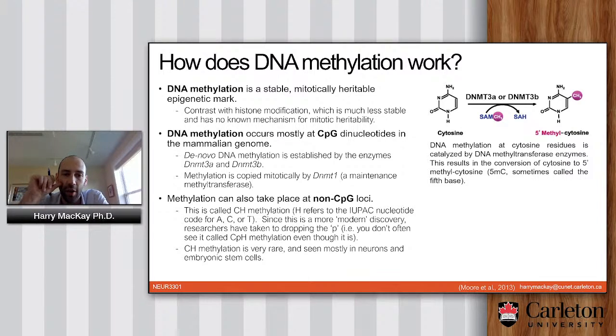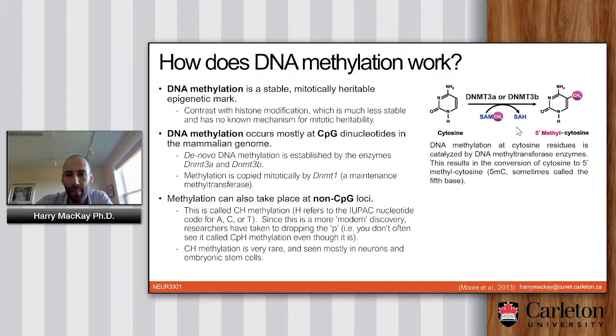So DNA methylation occurs mostly at CpG dinucleotides in the mammalian genome. CpG simply refers to a cytosine followed by a guanine in the DNA sequence. The P stands for the phosphate bond that connects the two. So it's not a CG base pair; it's a CG in one strand. And it's established by the de novo DNA methyltransferase enzymes DNMT3A and DNMT3B.